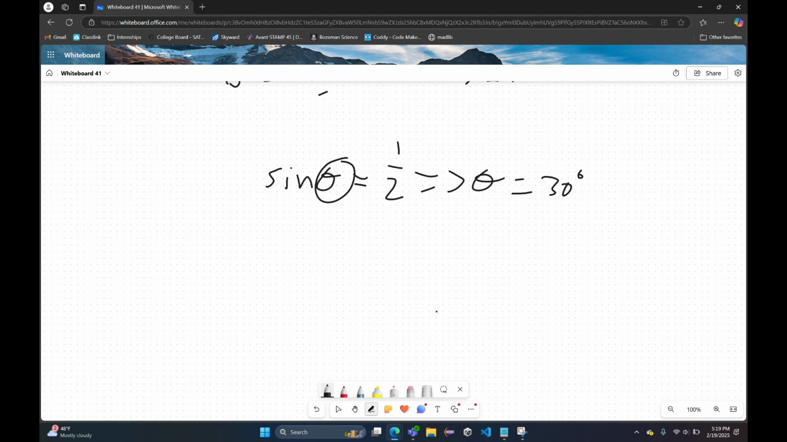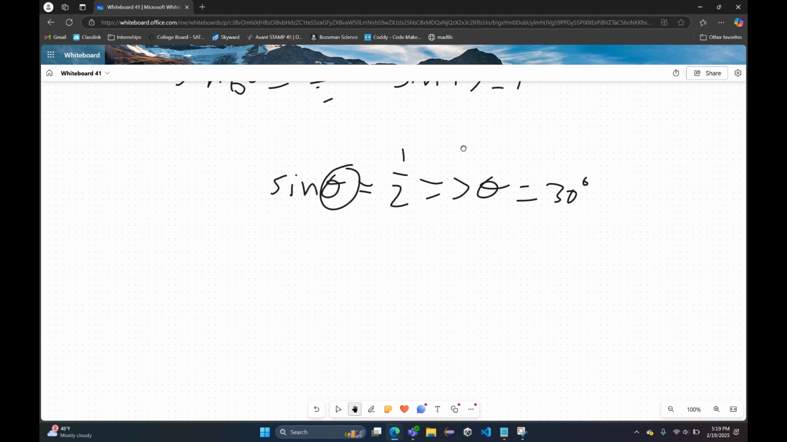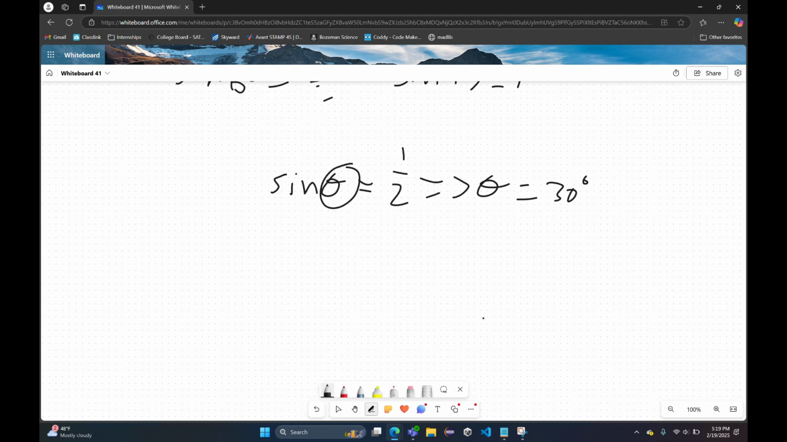But say we had something else. Say we had something that wasn't in one of our main numbers. How would we solve that then? In this case, we're going to have to use an inverse function. Now, when you hear inverse function, what do you think of? An inverse function is basically something that undoes another function.